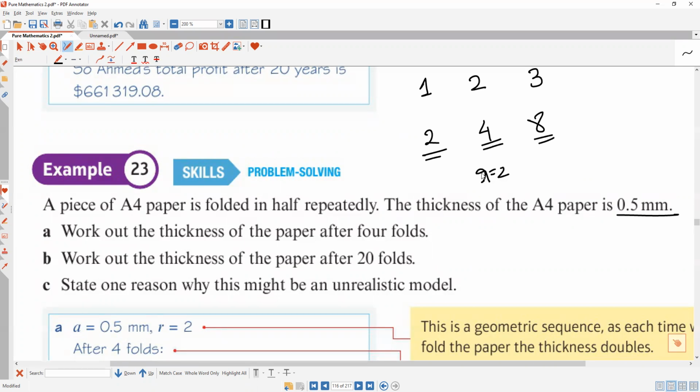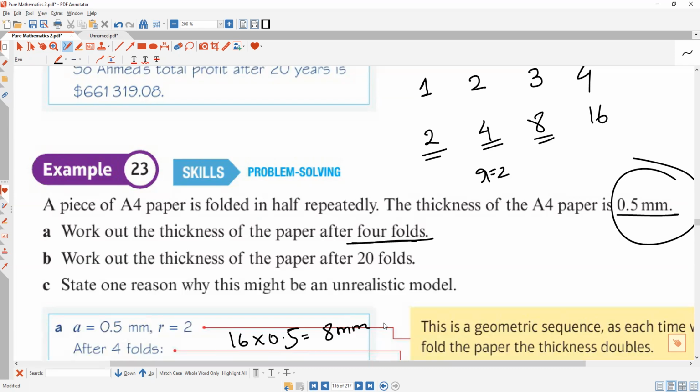Common ratio is 2. So they are asking, the thickness of one paper is 0.5 mm. Each time you fold, your thickness is getting double, triple, and so on. So the thickness is increasing each time you fold. They are asking, what is the thickness if you fold it 4 times? If you fold it 4 times, what will it be? 16. So that means your thickness has increased 16 times. And how much is each thickness? 0.5. So 16 times your thickness has increased. How much is it? 8 mm.